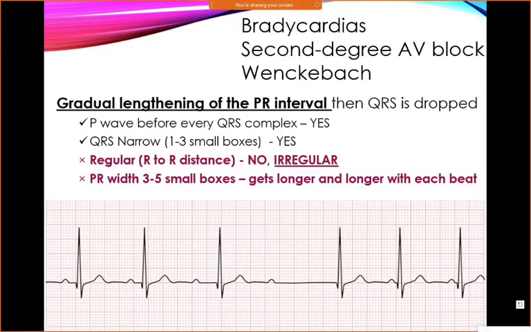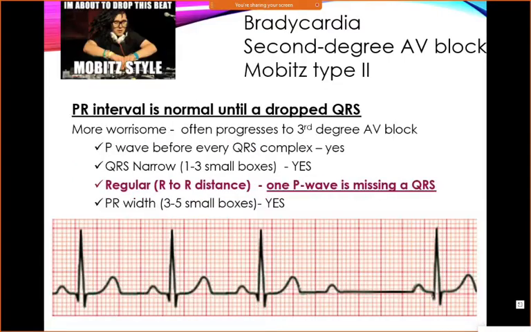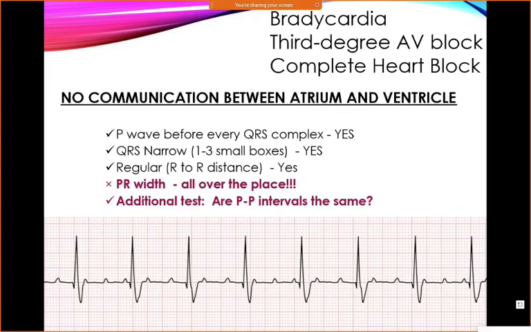The second degree type 1, the PR intervals get longer and longer and longer until you have a missing QRS. The second degree type 2, the PR intervals don't change, they're consistent until you have a dropped QRS. And the third degree, which is the hardest one to see because it looks like it matches everything. If you don't do the PR interval test, you'll miss this block because it looks normal.